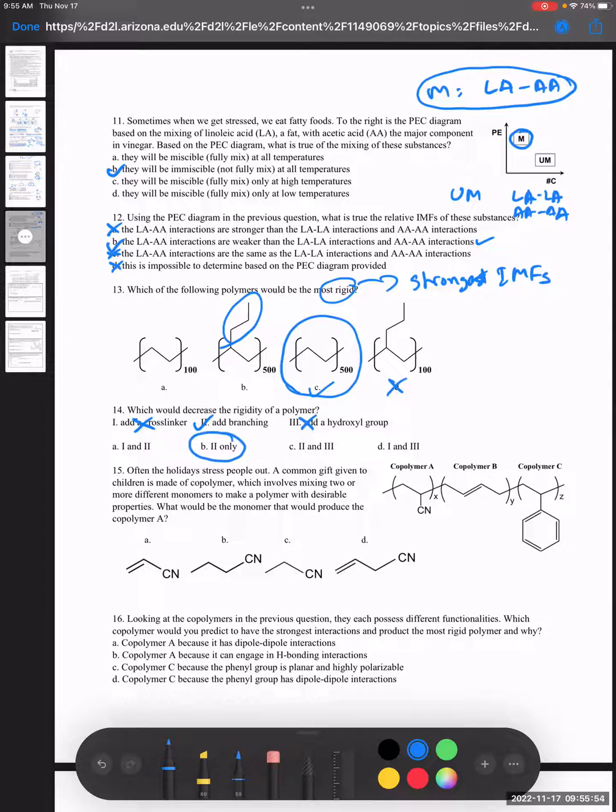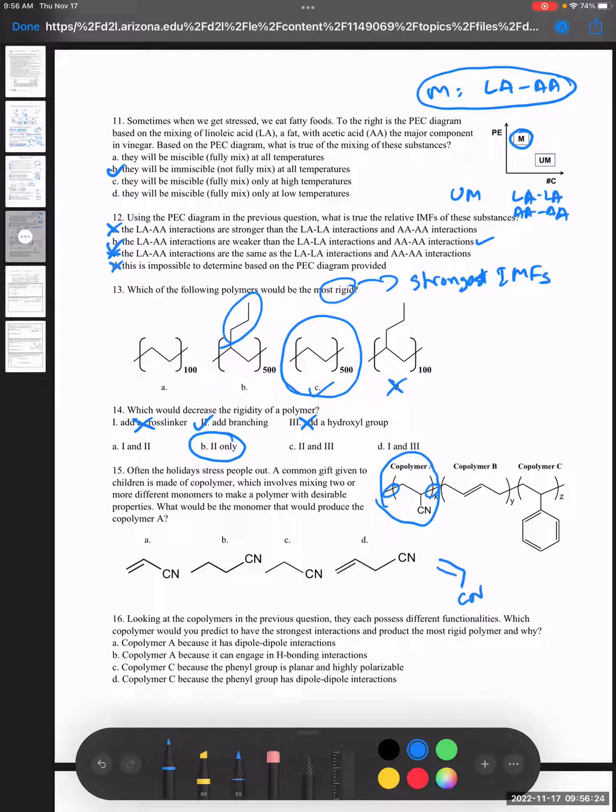Question 15. What would be the monomer that would produce the copolymer A? So the copolymer A is this one over here. If you take that out, what we see is this part is repeated over and over. I took out the parentheses, and instead of drawing these 2 bonds coming out through the parentheses, I'm going to draw a double bond. Therefore, this should be our monomer.